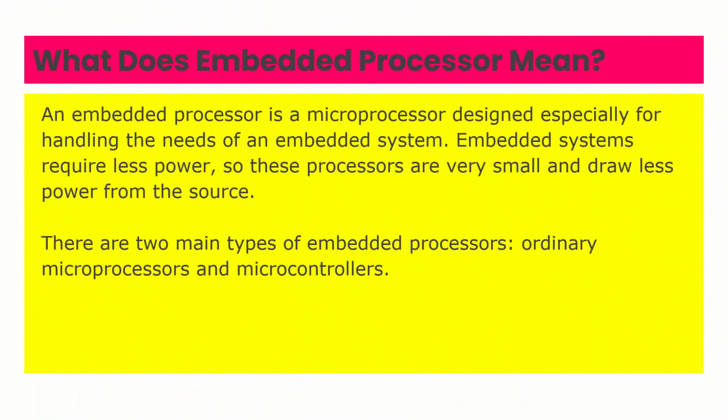Now coming to the main topic of our presentation, that is, what an embedded processor means. An embedded processor is a microprocessor that is specially designed for an embedded system. Now see, embedded systems are very small, they require less power, and they draw less power from the source, and hence they are very cost effective. There are two main types of embedded processors, that are ordinary microprocessors and microcontrollers. I'll be discussing each of them now.